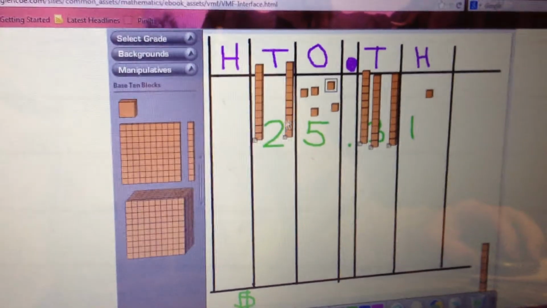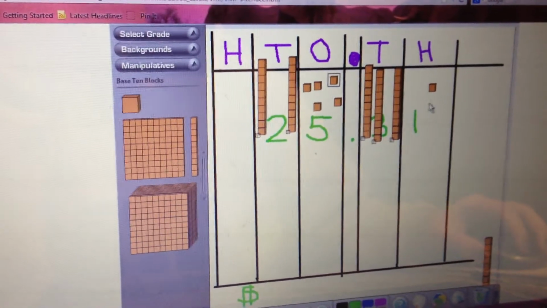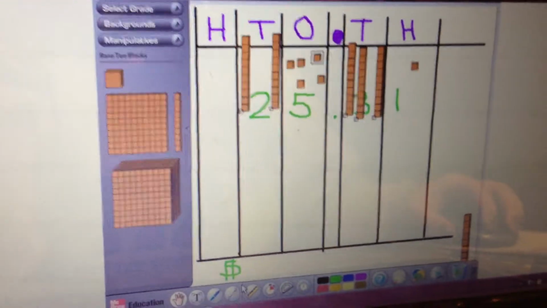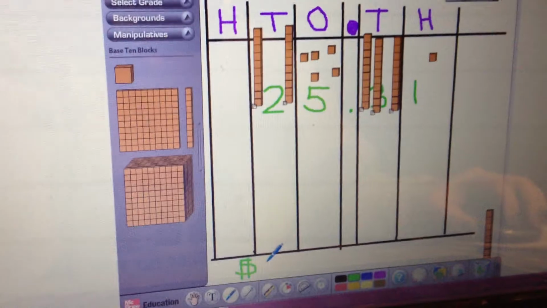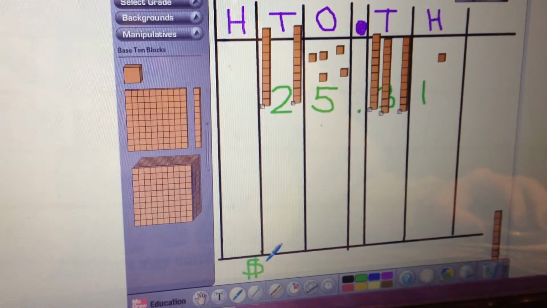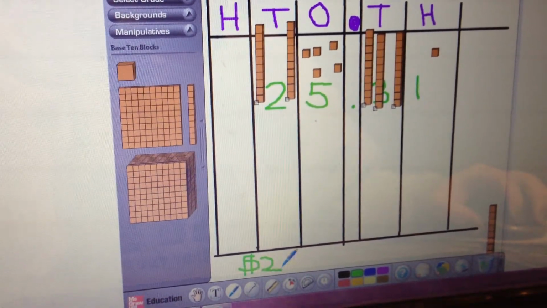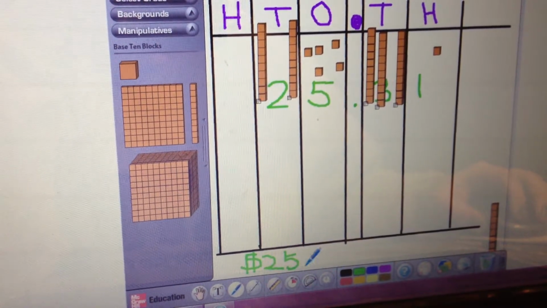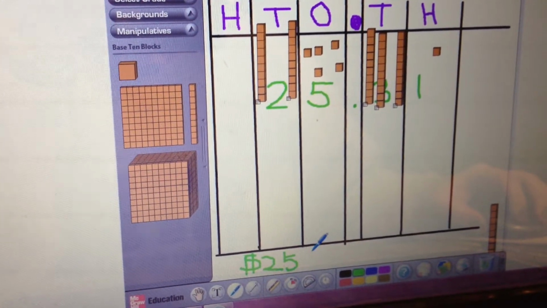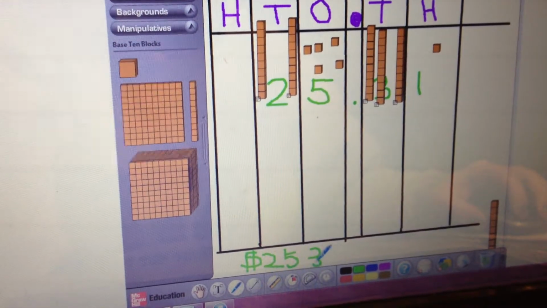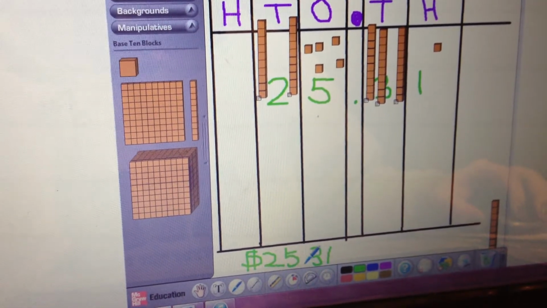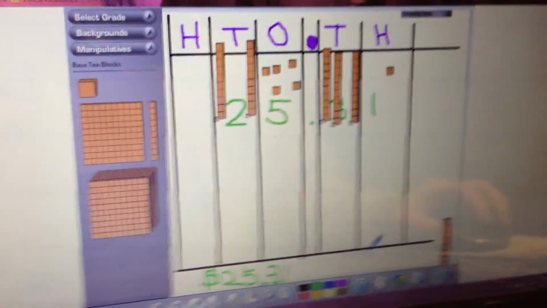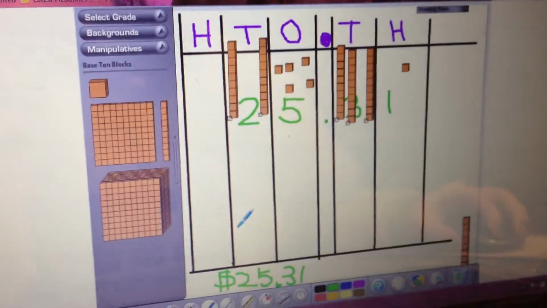So our total number is 25.31. If we were to change that into money, we would just put the money sign right there. $25.31. And students can understand that. Let me put a line here.